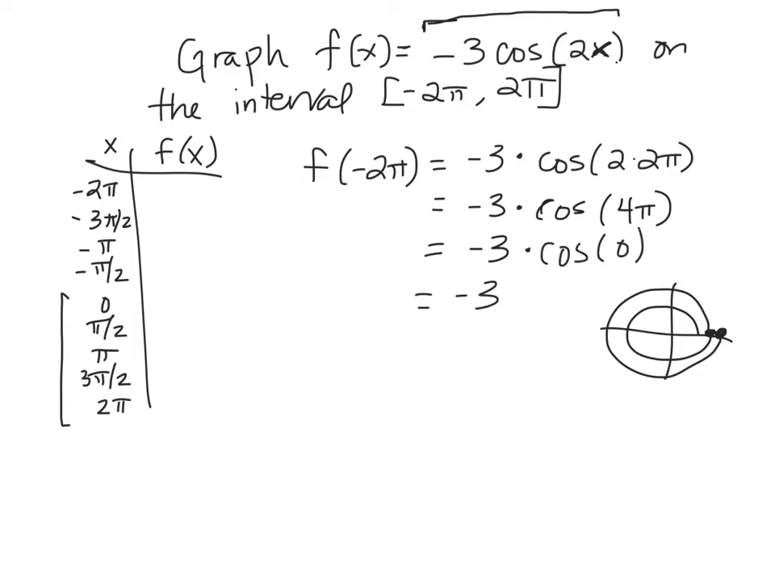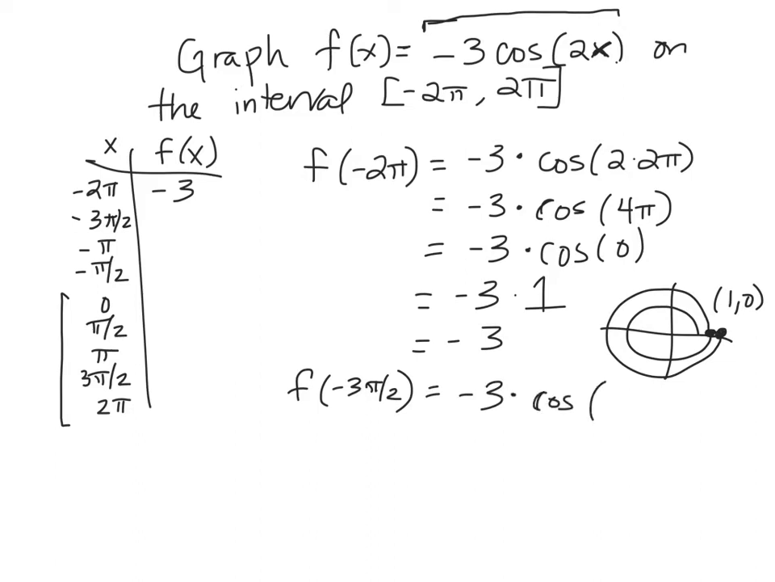And cosine of 0 is just 1, because the x-coordinate here is 1, 0. -3 times 1 is just -3. So we're going to put -3 right here. Okay? So now let's do the next one. And I'm not going to do all of these, but I do want to show at least some so you guys can see how to do it.